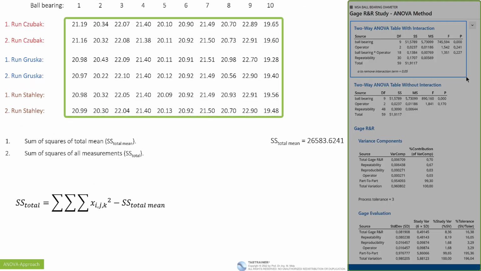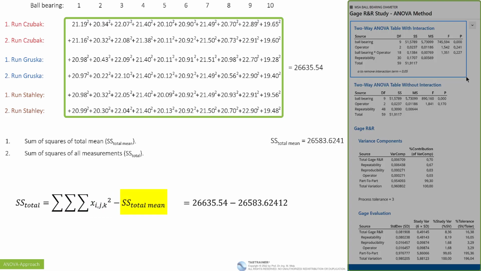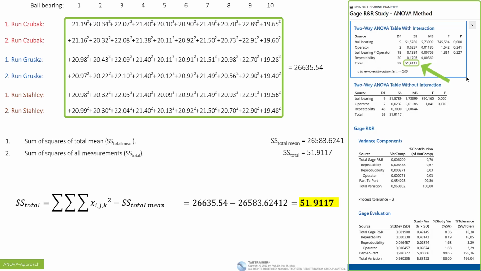In the second step, we determine the sum of squares over all measurements. To do this, we first add up all 60 individual values squared, and subtract the sum of squares of the total mean, calculated in the first step, which results in a sum of squares over all measurements of 51.9117. We find this numeric value in the output window at this point.